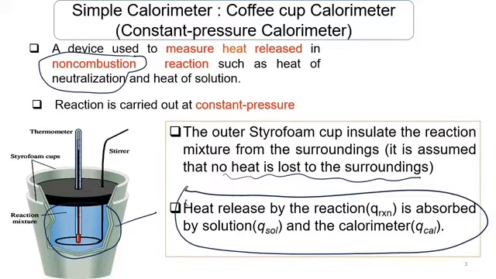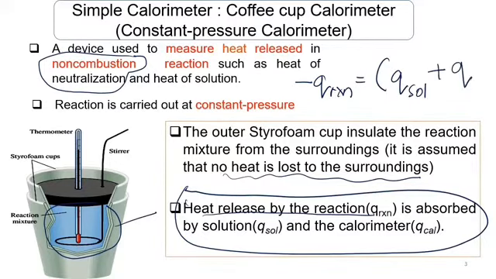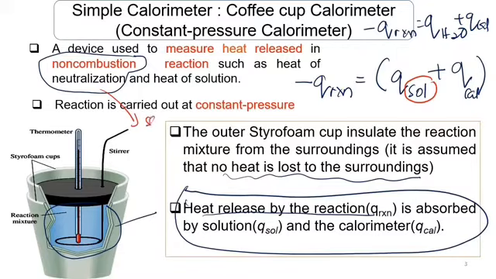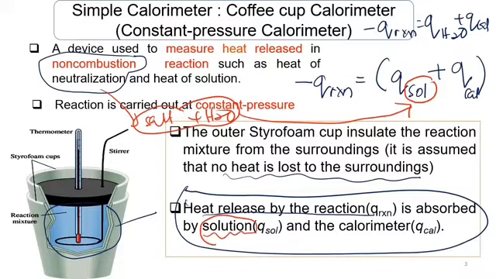Betul tak? Heat release by the reaction iaitu Q reaction, negative Q reaction is equals to Q solution plus Q calorimeter. Tapi kalau untuk awak punya bomb calorimeter, dia ada negative Q reaction sama dengan Q water plus Q cal. Beza hanya pada kita punya ni solution. Kenapa solution? Sebab kita punya neutralization menghasilkan salt and water. Dia ada combination garam dan air. Kita panggil dia sebagai solution lah. SOL ni stand for solution. Boleh? Kalau untuk bomb calorimeter kita tak ada formation of solution, kita ada formation of the water during the process.